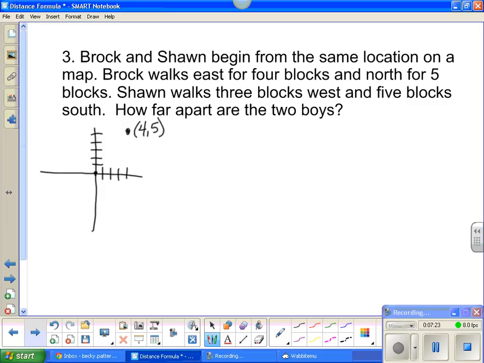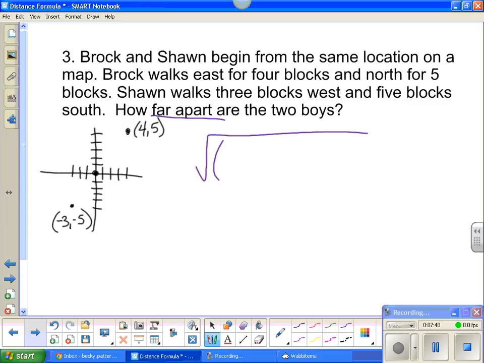Shawn, starting at the same corner, the origin, walks 3 blocks west and 5 blocks south. So his coordinates would be -3, -5. So now I'm going to put this into my distance formula because I'm finding out how far apart they are.